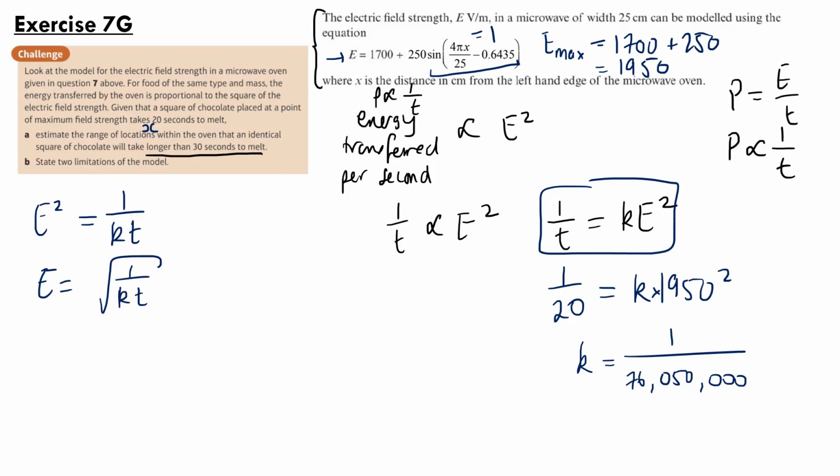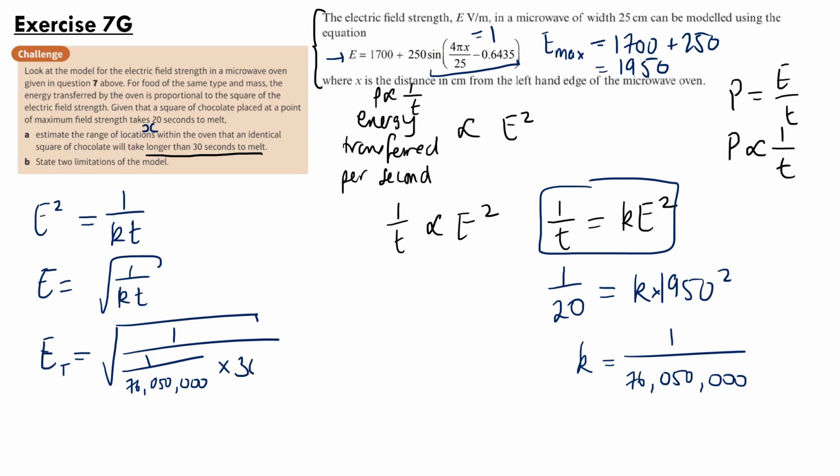So what we can now do is find the electric field strength when T does actually equal 30. This will be like the threshold electric field strength, so we can call it ET. So this is going to be equal to the square root of 1 over K, which is 1 over 76,050,000, times the time, which is 30 for the threshold. And this gives us 1,592.168, and this is in volts per meter.